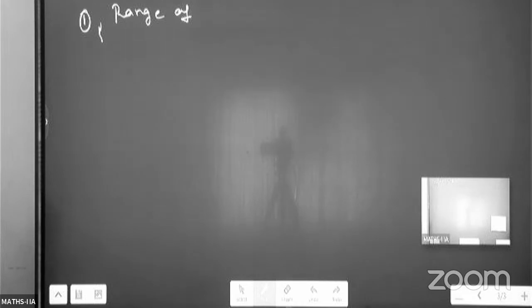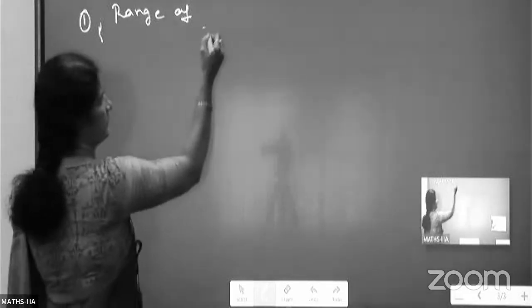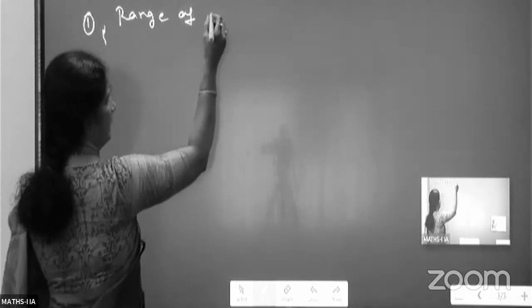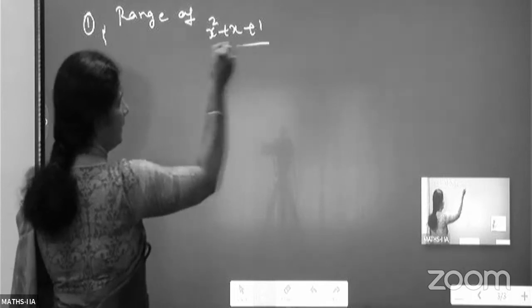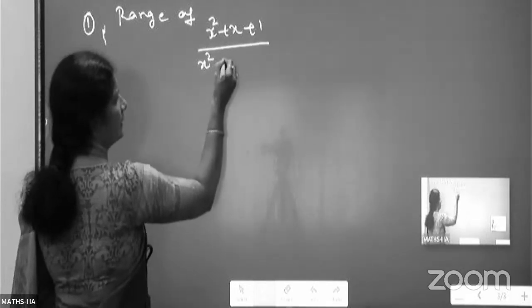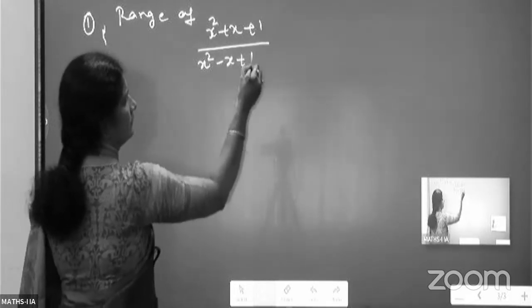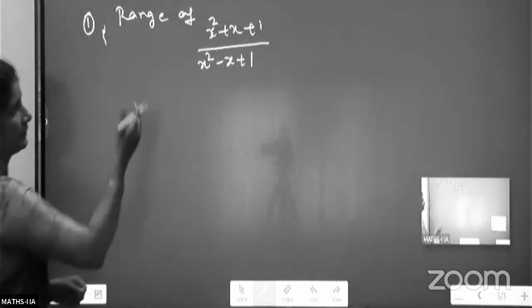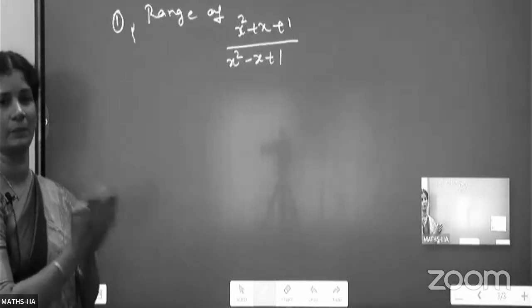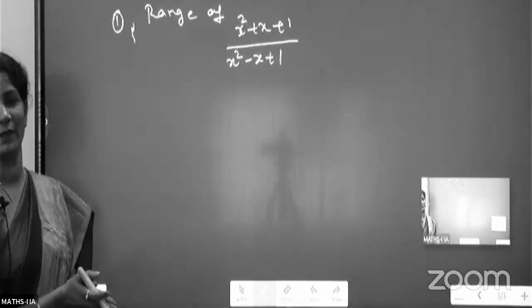Range of x square plus x plus 1 by x square minus x plus 1. This we have to find out. So range means what? Basically maximum and minimum value we have to find out.